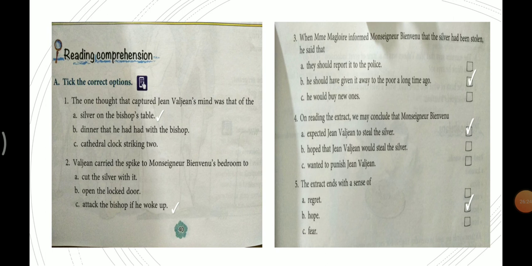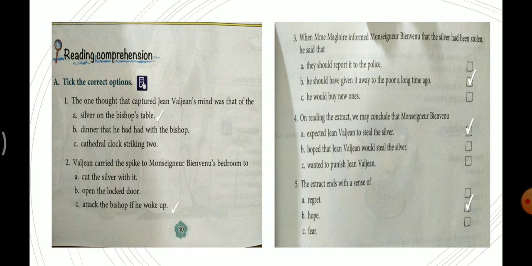First, take the correct options. The one thought that captured Jean Valjean's mind was that of A. Silver on the bishop's table. Students, please note down these in your notebooks, or if you have your book, you can mark it there. No problem. Number 2. Valjean carried the spike to Monseigneur Bienvenu's bedroom to attack the bishop if he woke up. That is number C. Done. This is on page number 40.